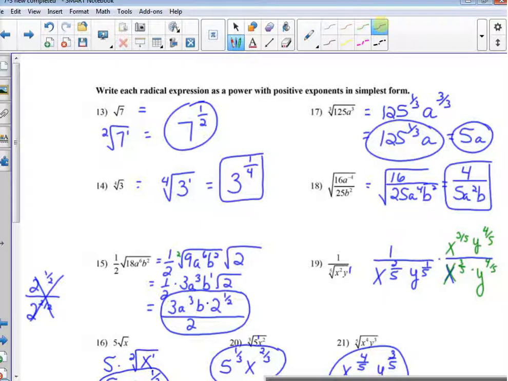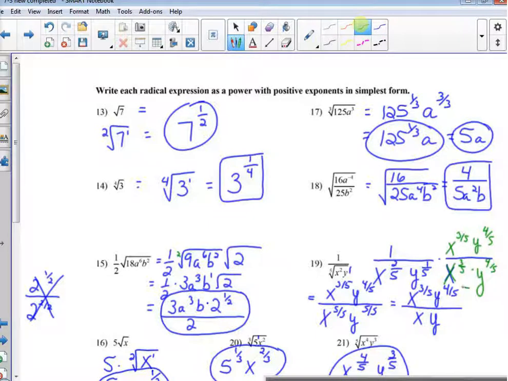And when I do that, my result is, in the numerator, x to the 3/5, y to the 4/5, divided by x to the 2 plus 3 over 5, which is x to the 5/5, y to the 1 plus 4 over 5, which is y to the 5/5. And then that gives me x to the 3/5, y to the 4/5, divided by x to the 1st, y to the 1st. And that is how I would rationalize the denominator with a fractional exponent.